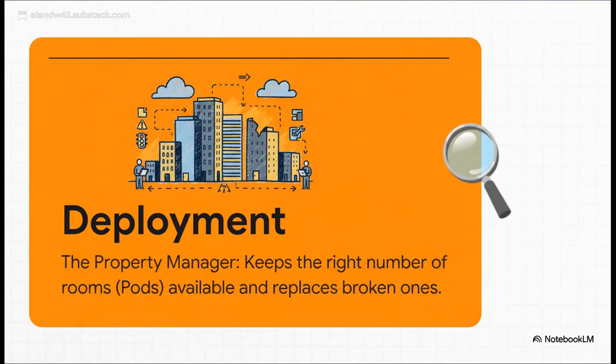Well, every big property needs a property manager. And in Kubernetes, that is exactly what a deployment is. You basically just tell the deployment, hey, I need 10 rooms running my website. And poof, it makes it happen. And the best part? If one of those rooms, one of those pods, suddenly crashes or breaks, the property manager doesn't panic. It just instantly builds a brand new one to replace it. It's like having automated resilience for your city.